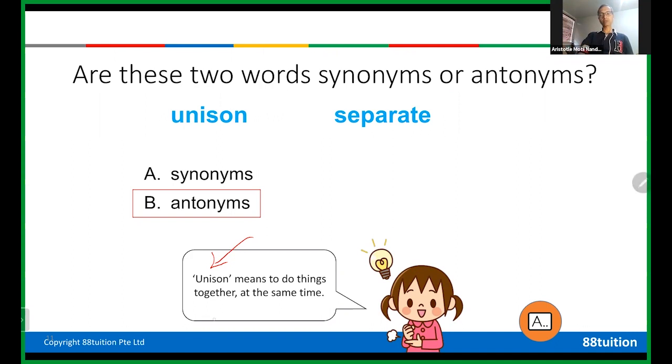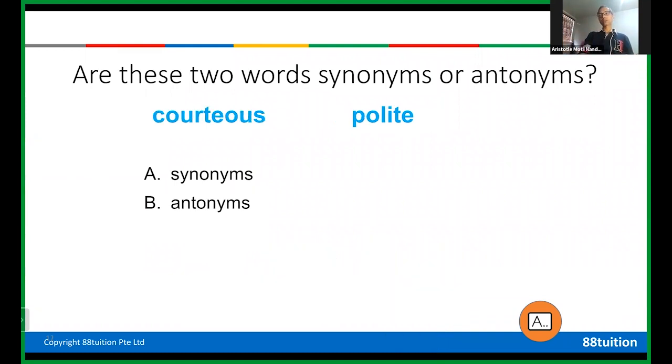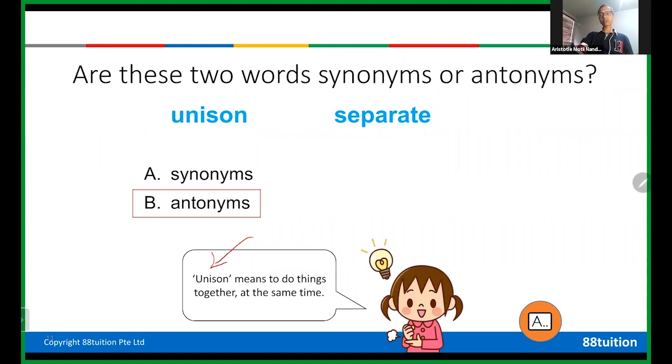So it's a new word if you've learned it for the first time. Please write sentences in your notebook so that you can practice it, and then it becomes part of your lexicon. Lexicon means the vocabulary that you have that you can use, the range of vocabulary. Now let's try another two words: courteous and polite. And before that, let me just go back. So separate and unison.